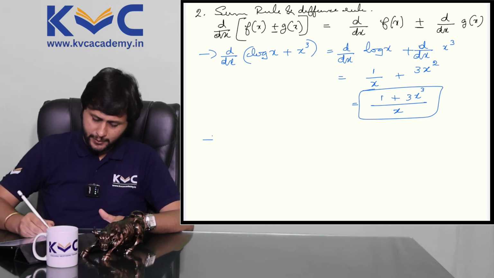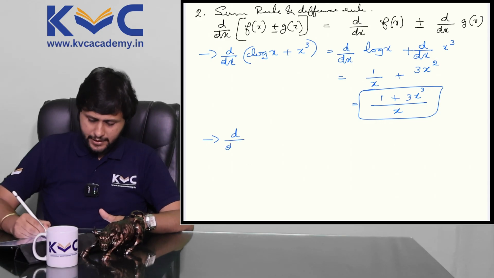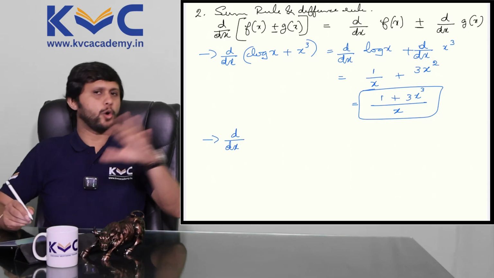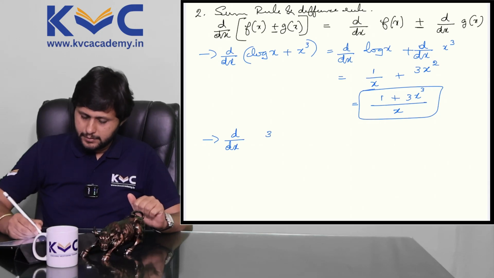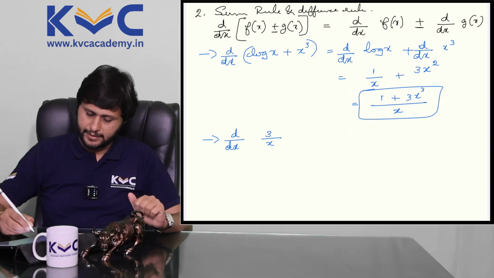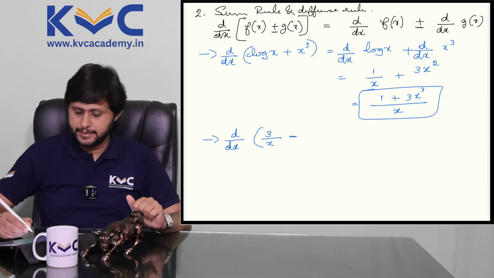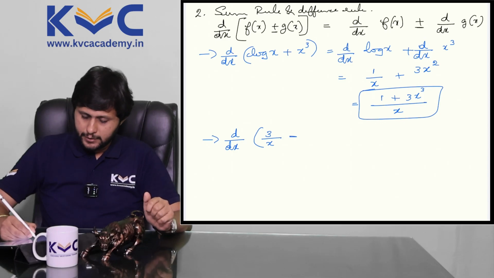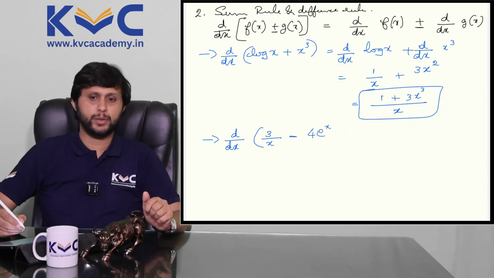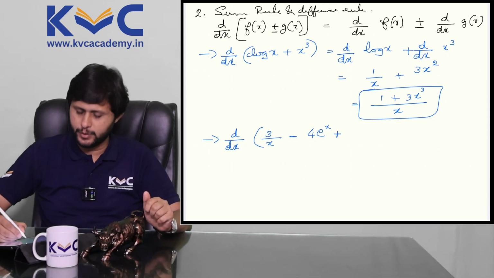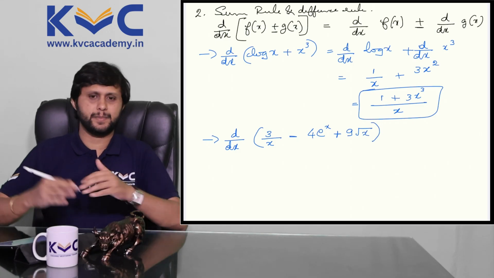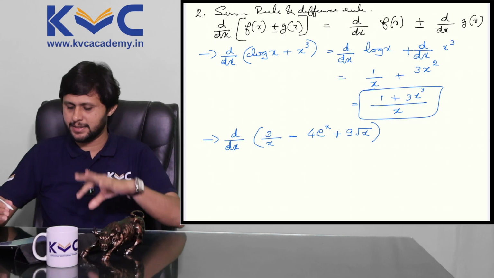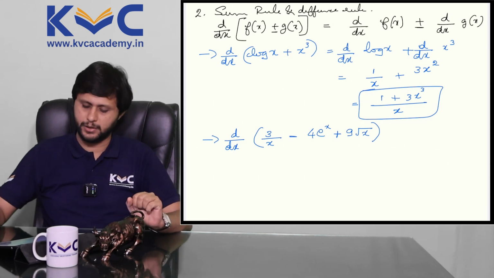We'll take more examples right now. Let's say we have to differentiate, and now I'll merge a little bit of the constant rule also. Let's say we have 3 by x, and this time I'll put minus 4e to the power x. I'll put plus also here, plus 9 root x. So I'm basically covering 3 over here. Plus is covered, minus is covered, and another 3 different types I'm also covering over here only.